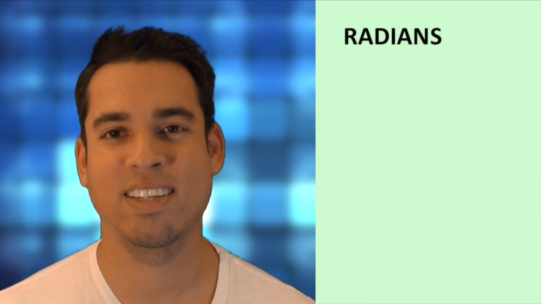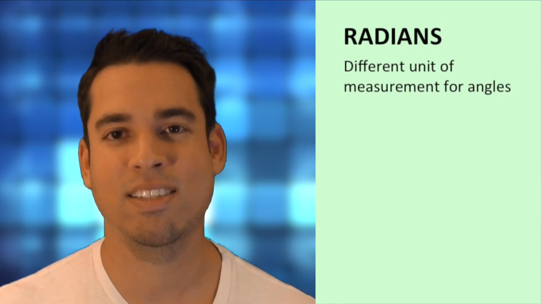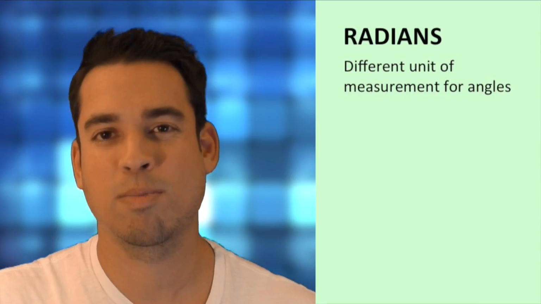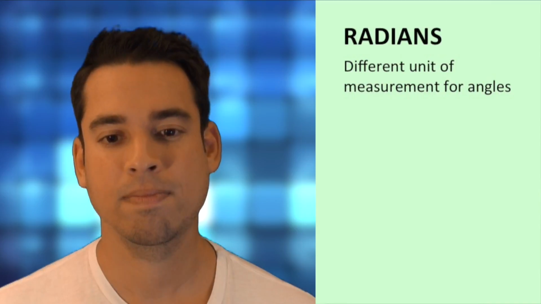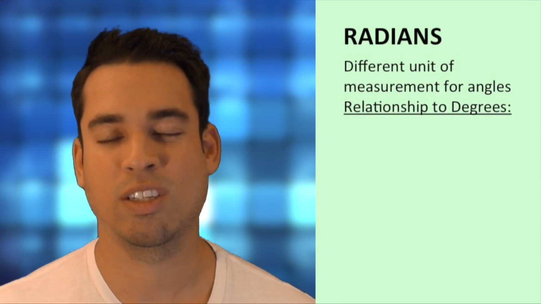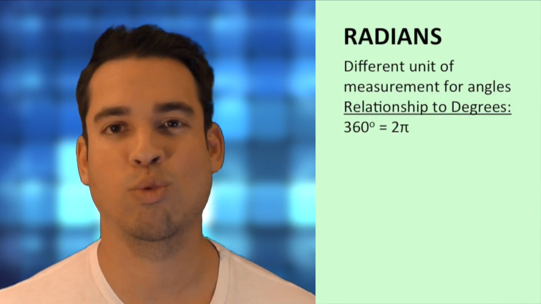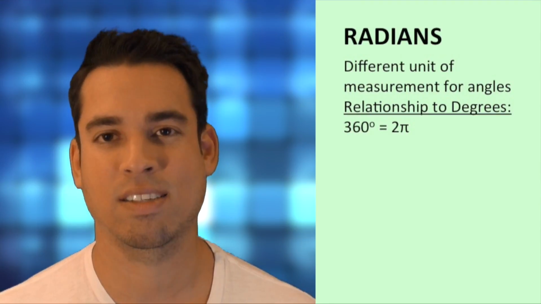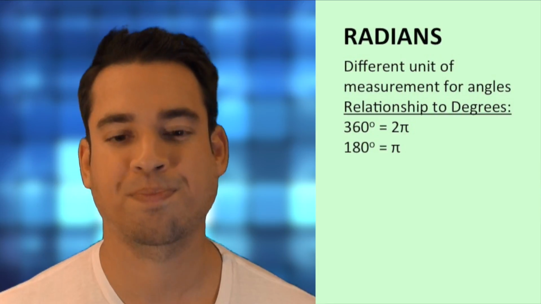Next, let's talk about radians. So what are radians? Radians are just another way to measure angles. It's kind of like, radians and degrees, it's similar to Fahrenheit and Celsius. They're just two different units. So what is the relationship between degrees and radians? We have 360 degrees equals 2 pi radians, and 180 degrees equals pi radians.